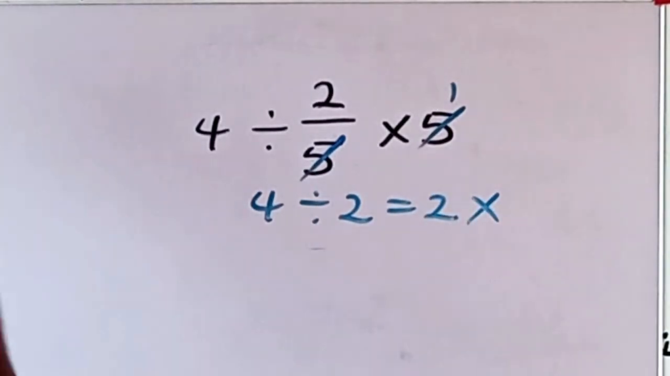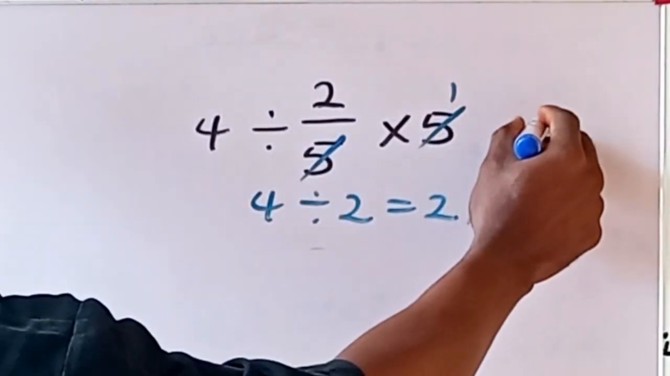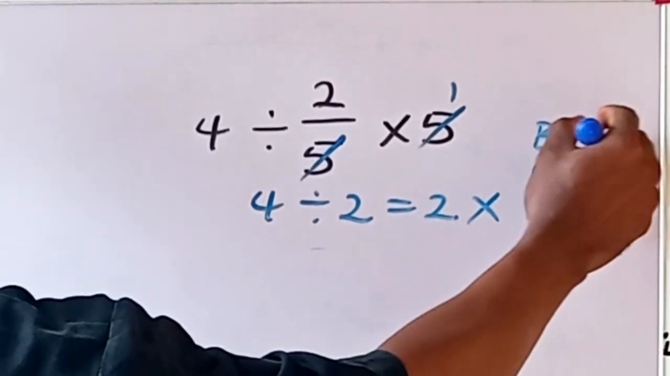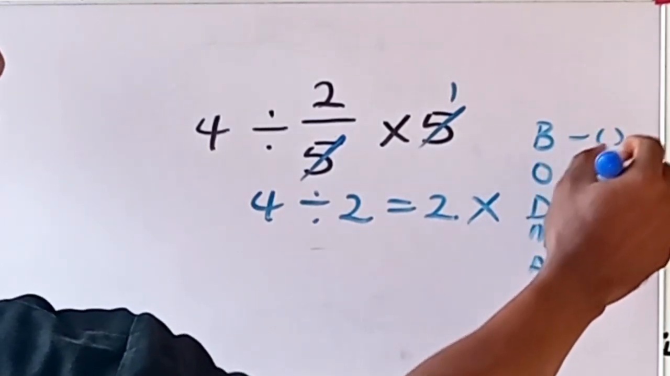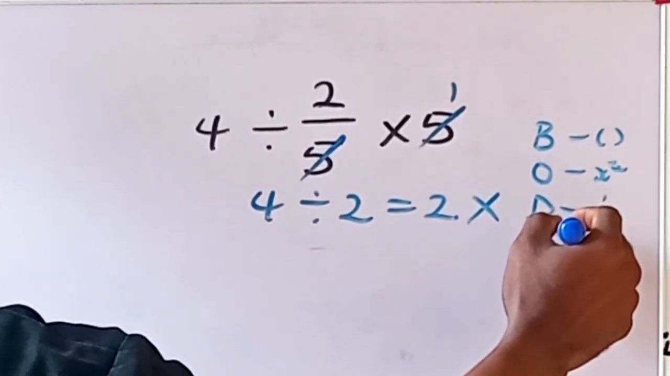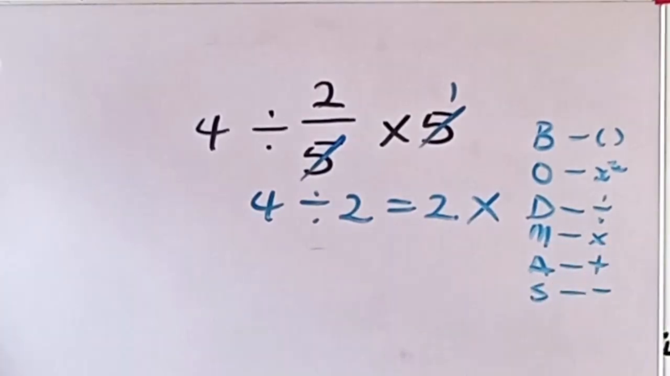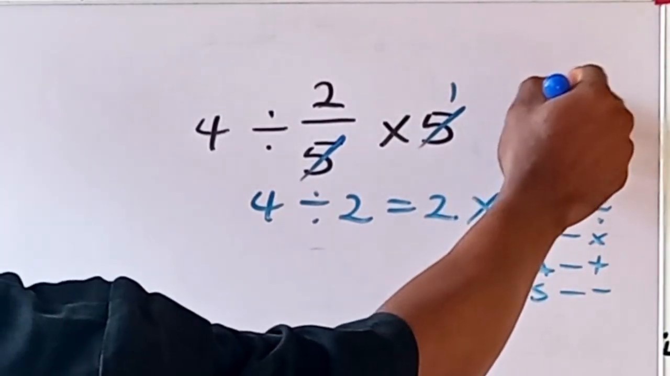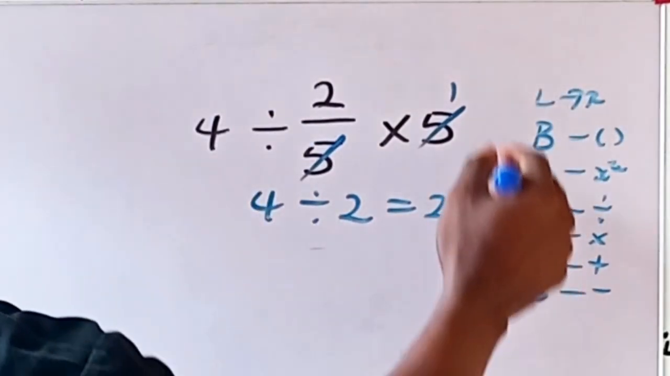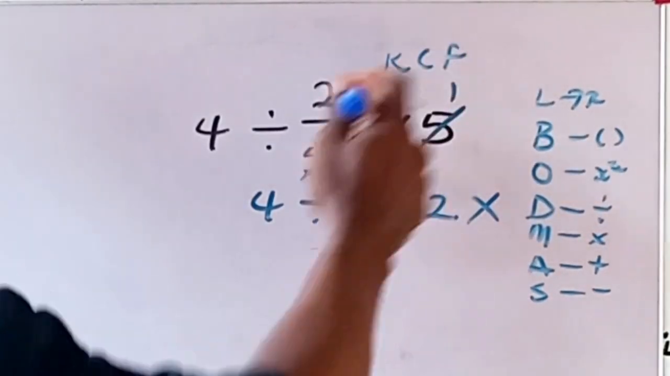Why? Because there is a rule with which we solve this question, which is BODMAS. We have to use our BODMAS rule. BODMAS stands for brackets, exponent, division, multiplication, addition, and subtraction. This rule states that we have to solve from left to right. And don't forget, in solving this question, we have to still apply the KCF rule. Our KCF rule is keep, change, and flip.